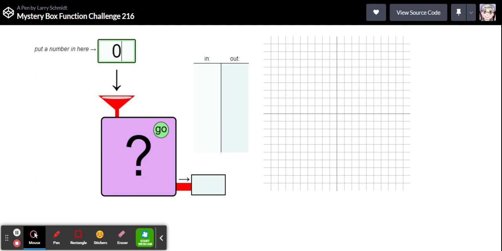Okay, let's start with a 0. Okay, 0 gives us 9. How about a 1? 1 gives us 2 2/3, looks like. How about a 2? That's giving us 1/3. That's definitely a curve. How about a 3?